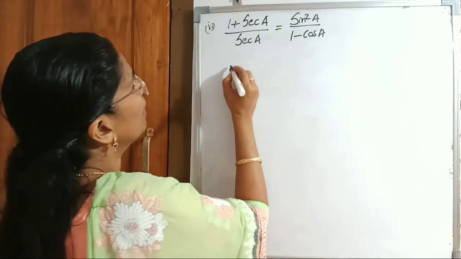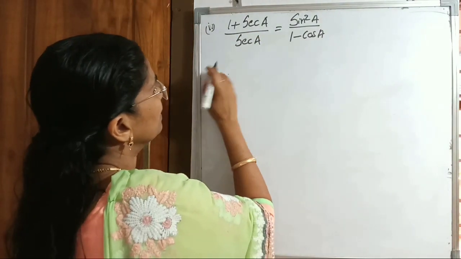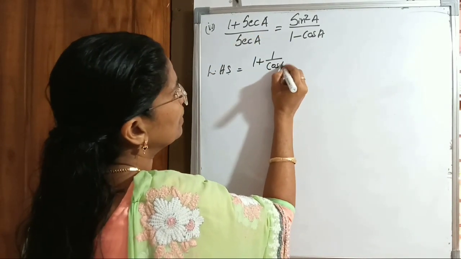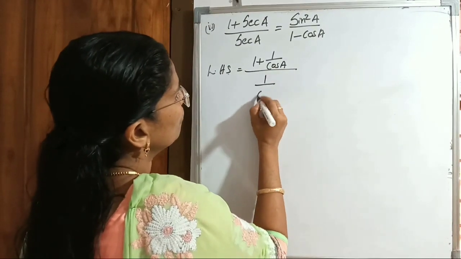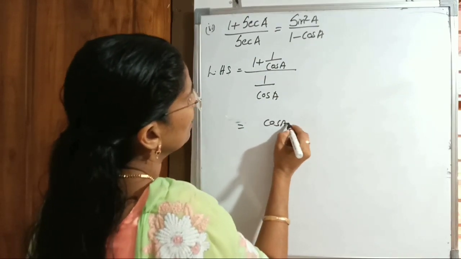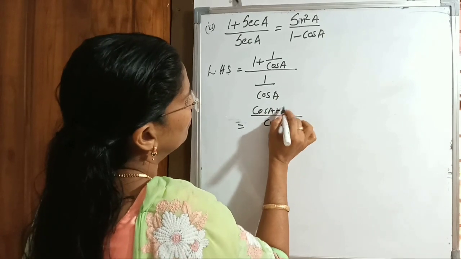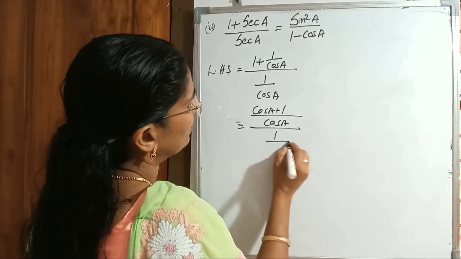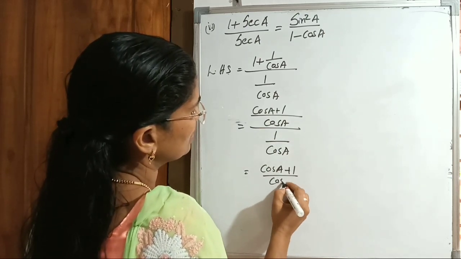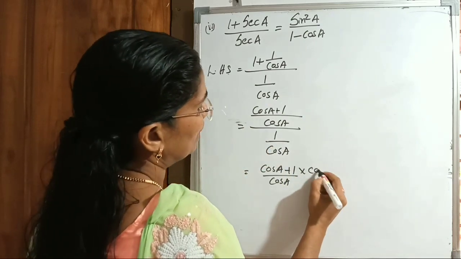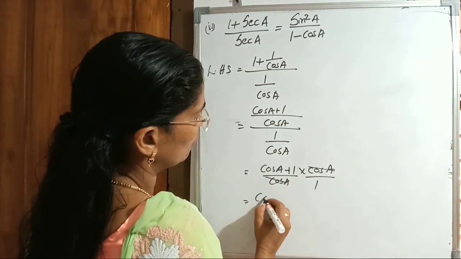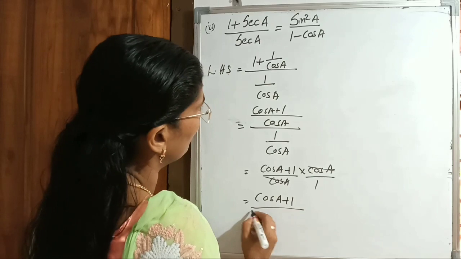Okay, solution. Left side we are taking 1 plus ck. We write 1 plus ck in terms of cos a. So it becomes 1 by cos a, and here also 1 by cos a. First taking the LCM on the numerator, it becomes cos a plus 1. And here the denominator is 1 by cos a. Again we are solving cos a plus 1 by cos a. It is a fraction, so we multiply by the reciprocal, cos a by 1. So cos a and cos a cancelled. We will get cos a plus 1. This is our left side.